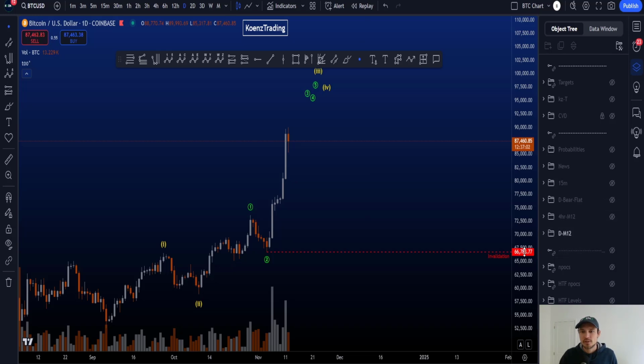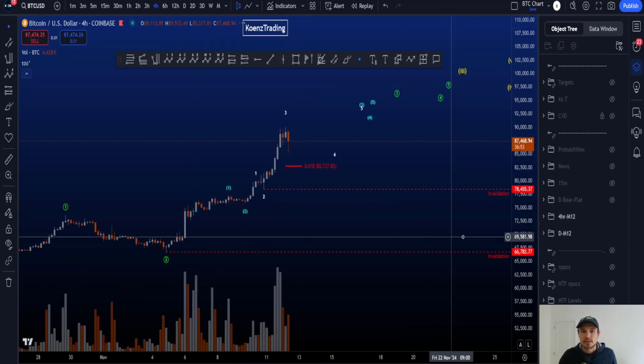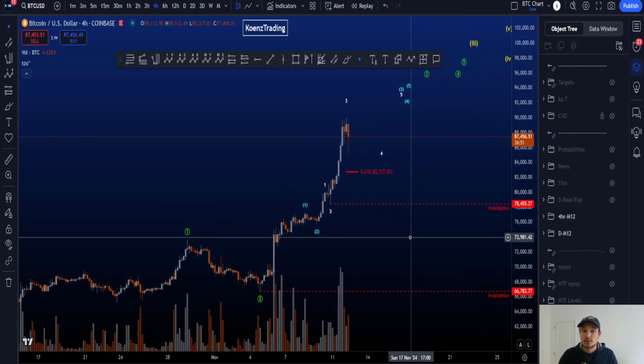The invalidation for this scenario is price moving to the downside, touching 66.7k. Now on a 4-hour time frame, we have the potential here for another extra 2 1-2s.